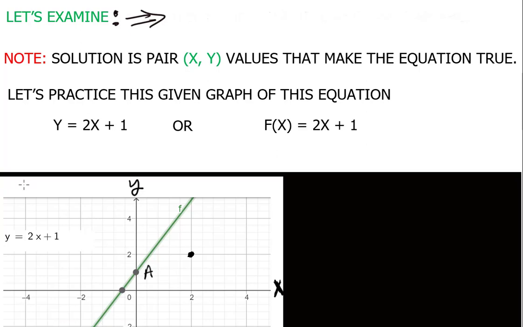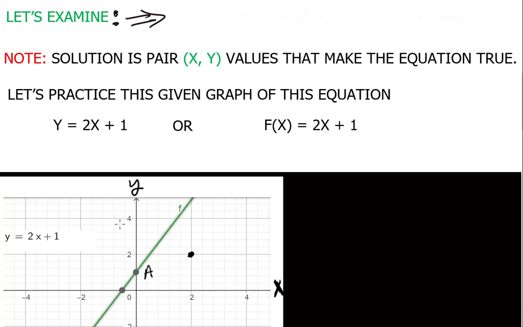Today we are going to examine how to relate a graph to its solution. So let's examine this given equation and the graph. A solution is a pair of values, an x and y value, that make the equation true. Given the equation and the graph, we can find whether the pair of points are a solution for this equation or not.